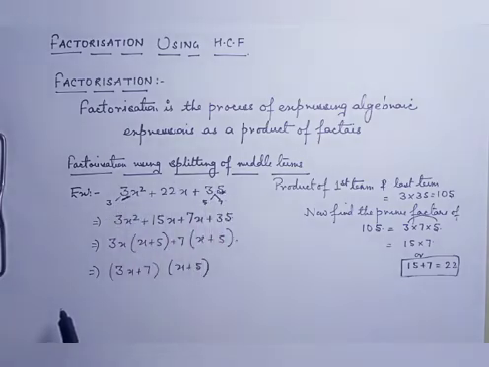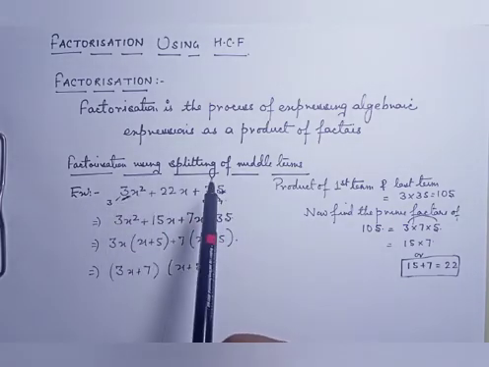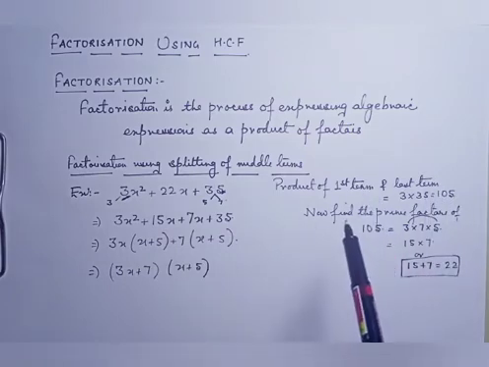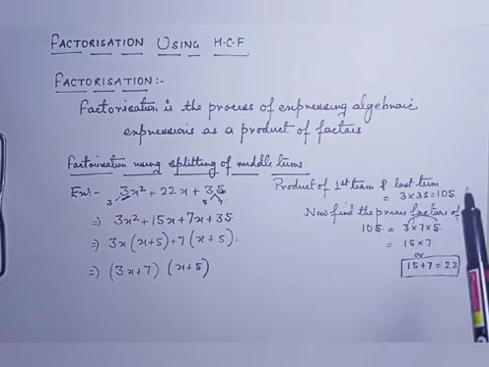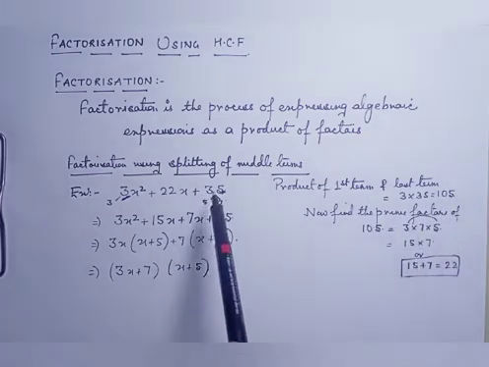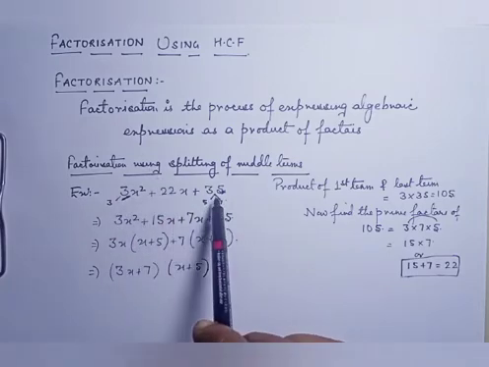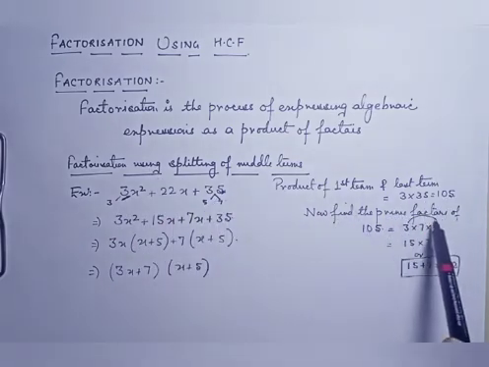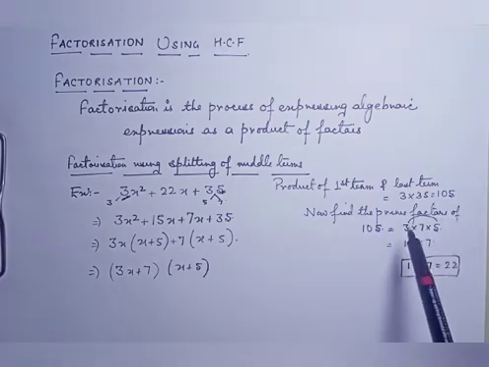3 and 35. The product of 3 and 35 is equal to 105, as we all know. Now the second step is to find the prime factors of 105. So we are going to find out the prime factors of 105, that is 3 into 7 into 5.